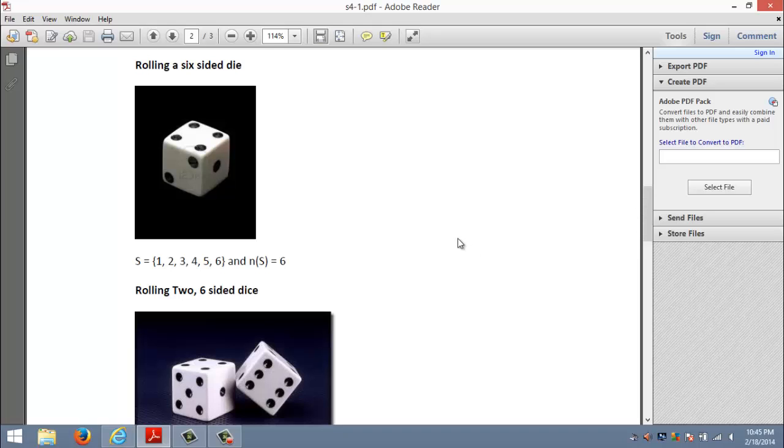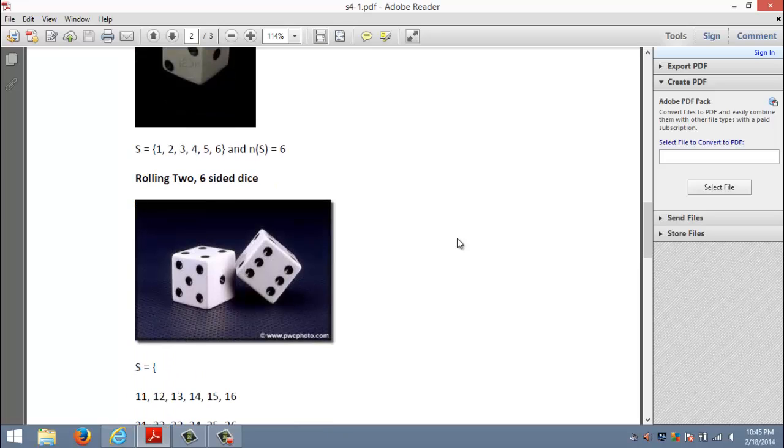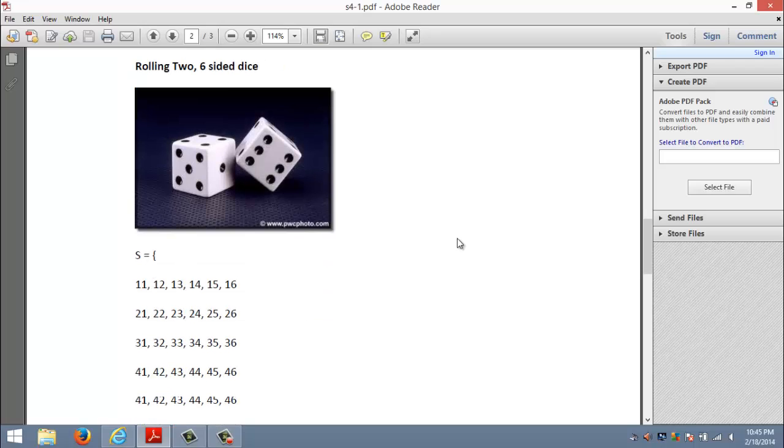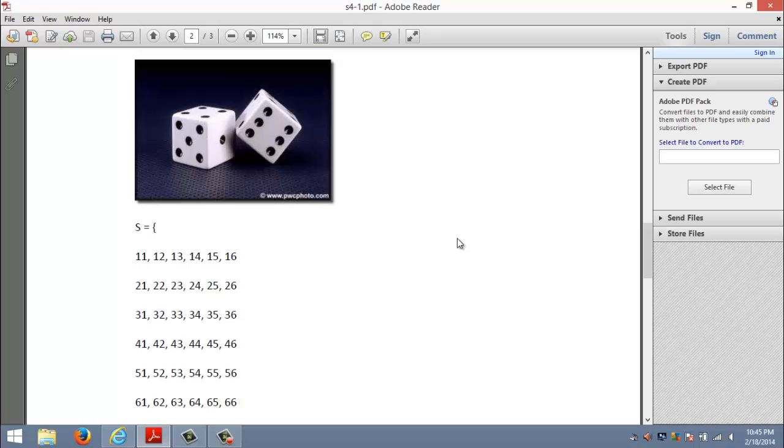Some more common sample spaces are if I roll one six-sided die that has a series of dots on it, I could either roll a 1, 2, 3, 4, 5, or 6, which is pretty easy, and you only have six items in that sample space. A little more complicated is if I'm rolling two dice. If I'm rolling two dice, then I have to consider all the possibilities again.